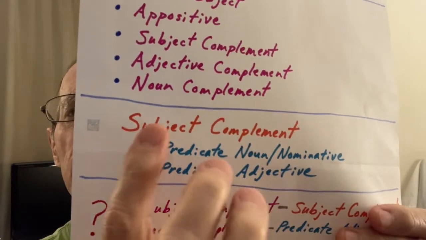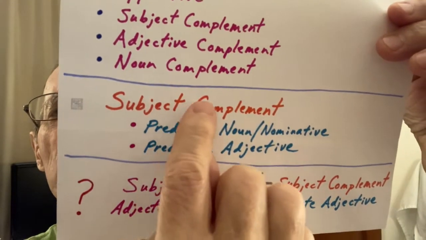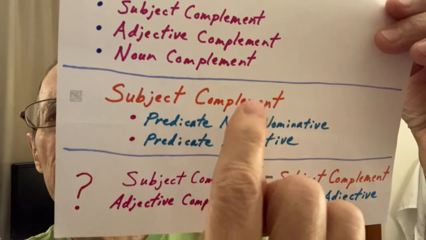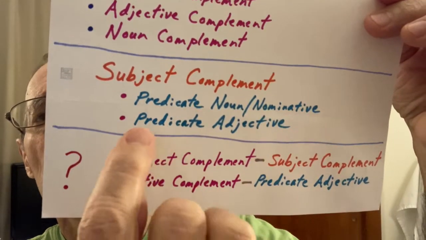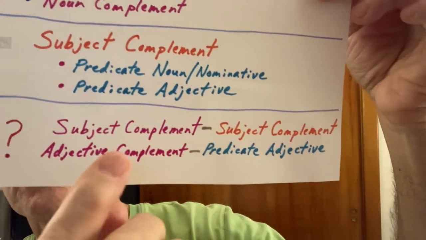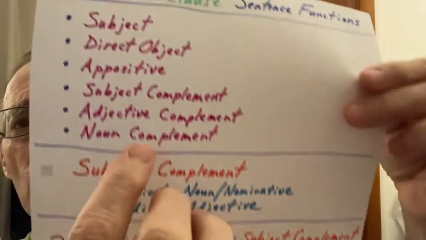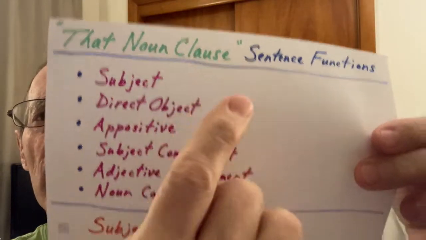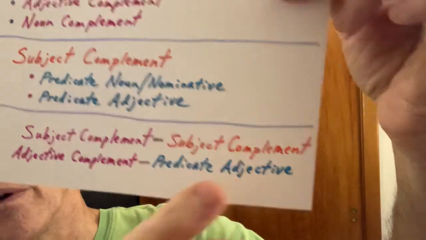You've heard this term many times. And when you hear this in the contemporary sense, you find that the subject complement is either a predicate noun, or you could say predicate nominative, or a predicate adjective. So it's the subject complement, okay? The way I use it with that noun clauses, is it the same as the traditional or contemporary subject complement? Okay, let's find out.